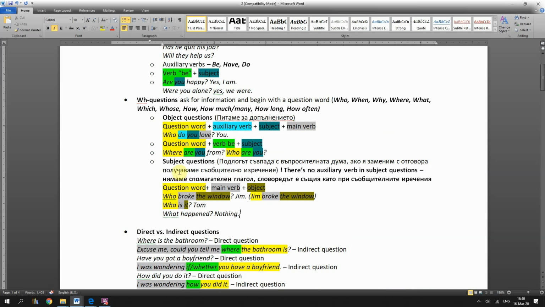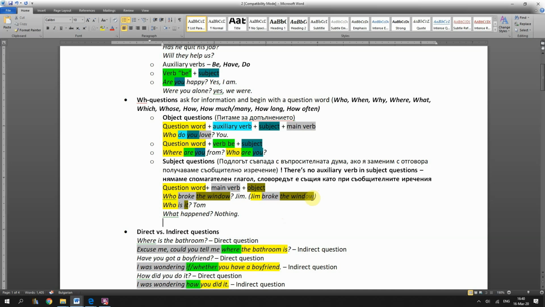One of the ways to do a subject question is to write a statement like this one. Jim broke the window. And if I want to ask for the doer of the action, I just take a question word and I put it in Jim's place.